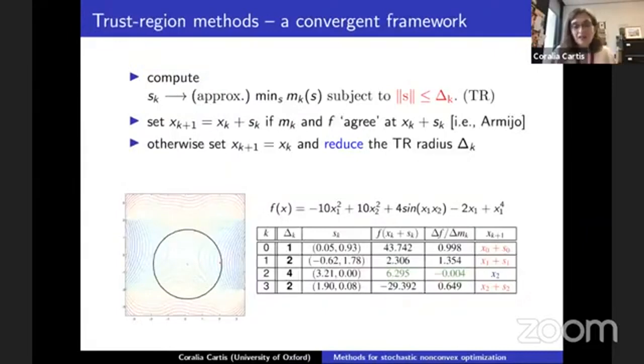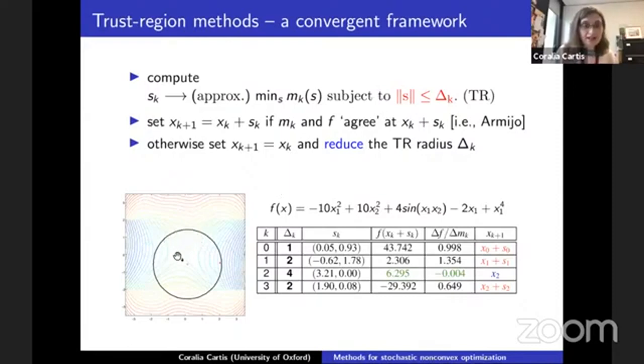What about trust region methods? How do they differ? It's just another way to ensure convergence of a method compared to line search, but it has some advantages. So what do we say? We say that instead of cutting the step by a fixed fraction, we are going to minimize the model in a region, in a ball.